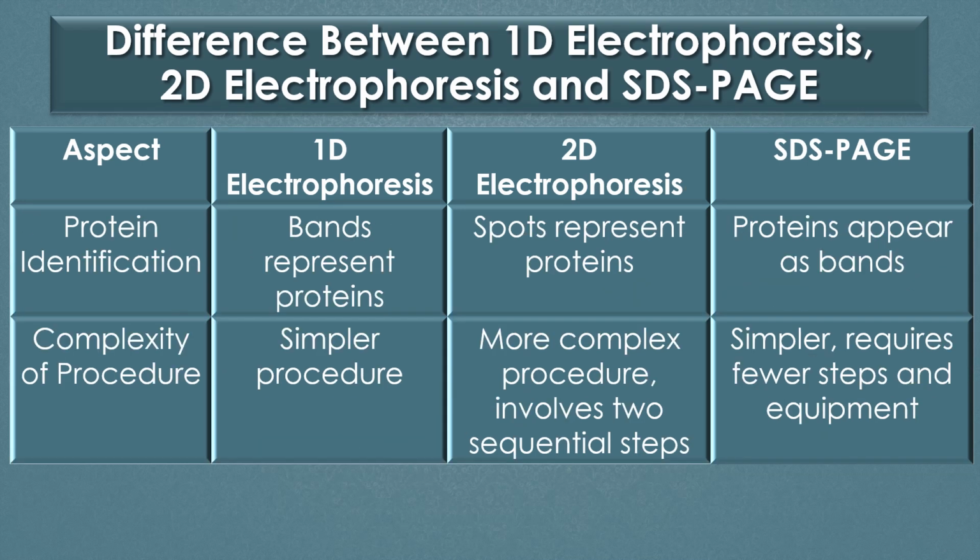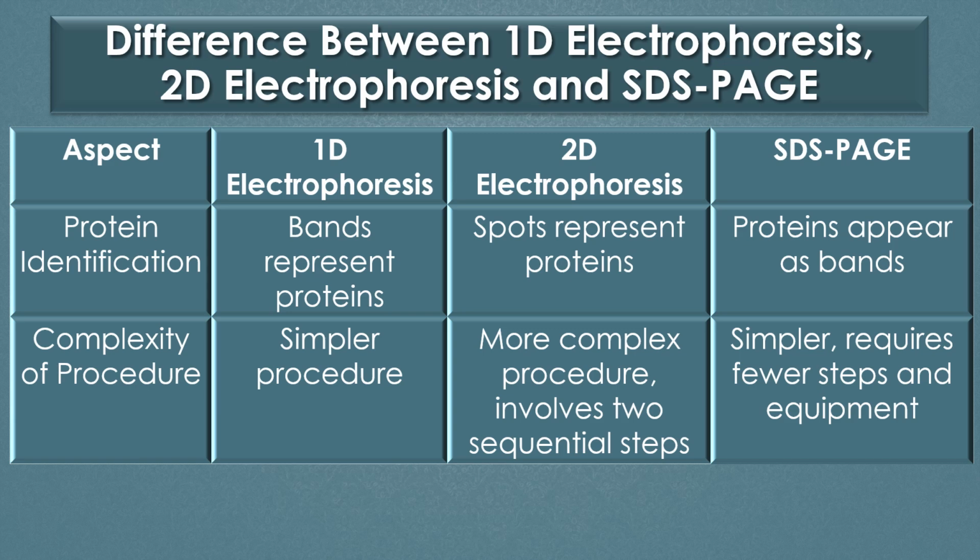Protein identification. In one-dimensional electrophoresis, bands represent the proteins. In two-dimensional electrophoresis, spots represent proteins. In SDS-PAGE, protein appears as bands.